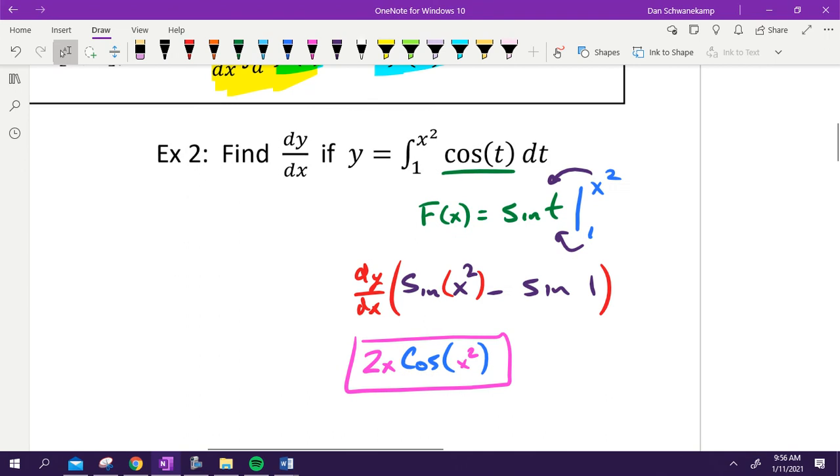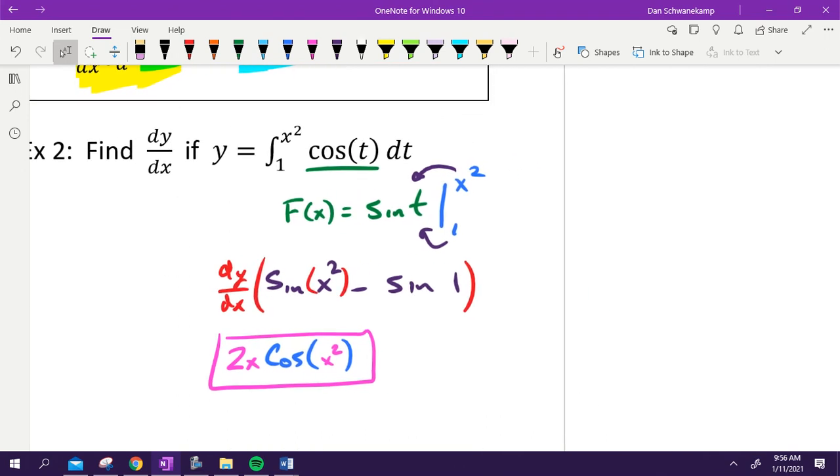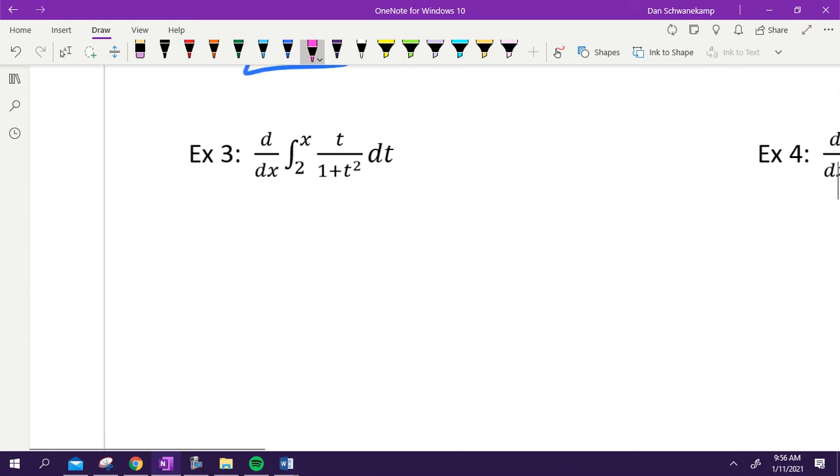Again, we did it the long way. You don't have to do it the long way. Here is the shortcut way. If you're taking the derivative of an integral, if x is in your upper bound, you take it, you plug it in, just like we did, and then you multiply by the derivative of whatever we plugged in. We plugged in x squared, so we multiplied by 2x. That is the quick way of doing this problem. That's going to be kind of the better way of doing it. We do it faster. Let's look at example 3.